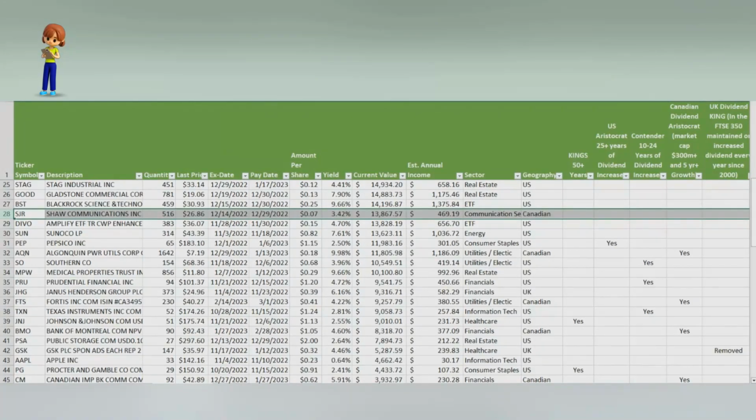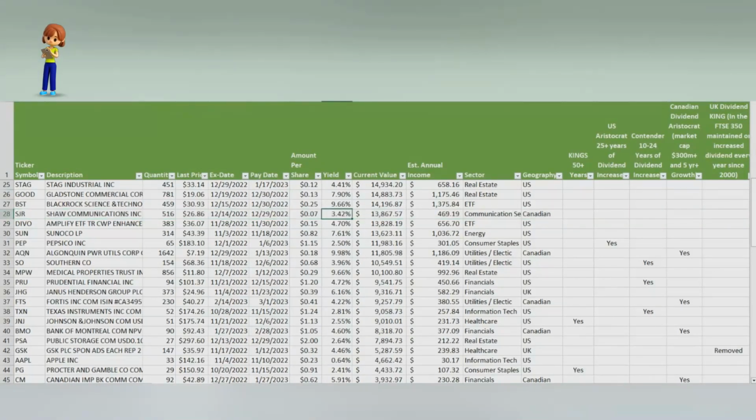I love this little monthly payer, and the only reason why I've been taking it down recently is just to rotate into bigger upside opportunity. But this is one that just keeps on ticking. Very bond-like. And so, with just over a 3.4% yield, it's generating around $470.